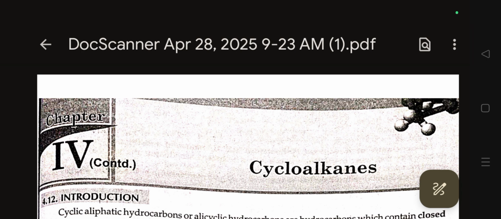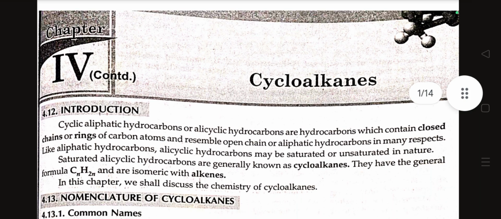My roll number is 10 and today we are going to read the chapter cycloalkanes and cycloalkenes. Cyclic aliphatic hydrocarbons or alicyclic hydrocarbons are hydrocarbons which contain closed chains or rings of carbon atoms and resemble open chain or aliphatic hydrocarbons in many respects. Like aliphatic hydrocarbons, alicyclic hydrocarbons may be saturated or unsaturated in nature.